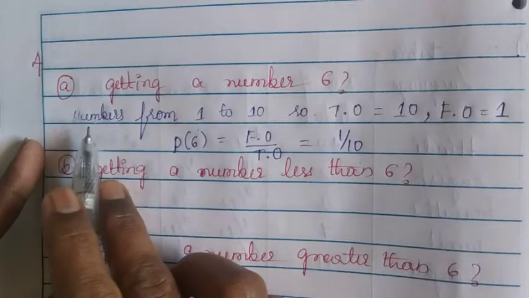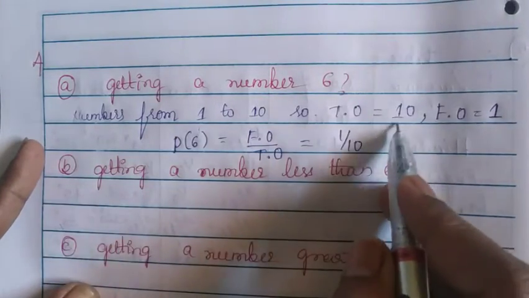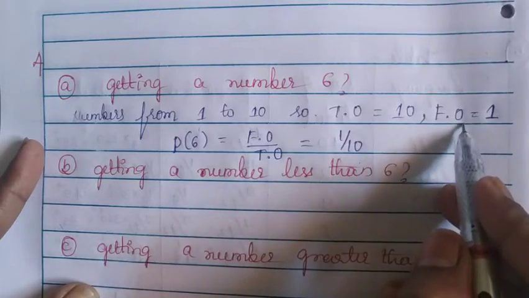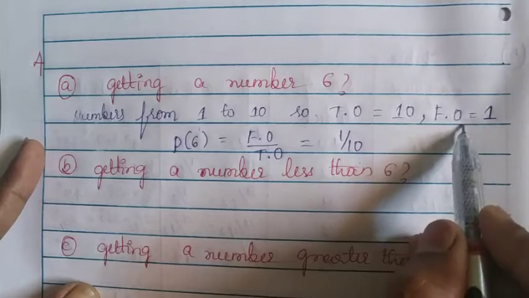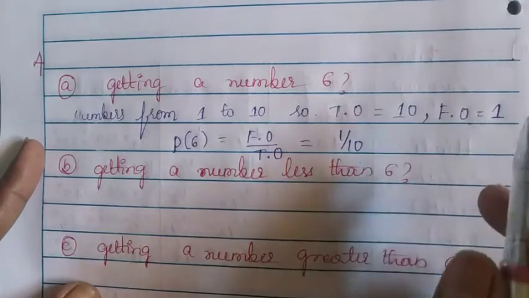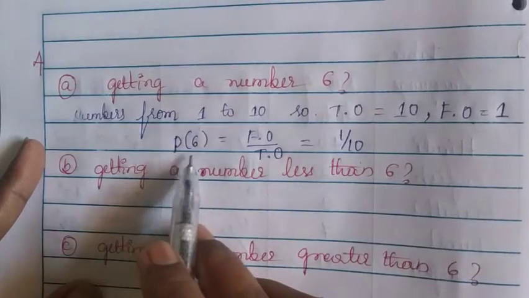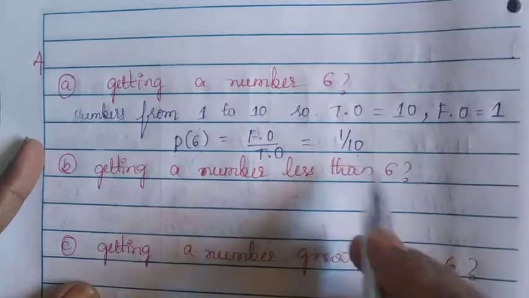See once again children, numbers from 1 to 10. So total outcomes are 10. Here getting a number 6 is a favorable outcome. We get a 6 only one time. So favorable outcome is only 1. So probability of getting a 6 is equal to 1 by 10.